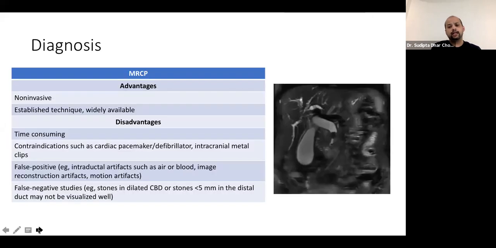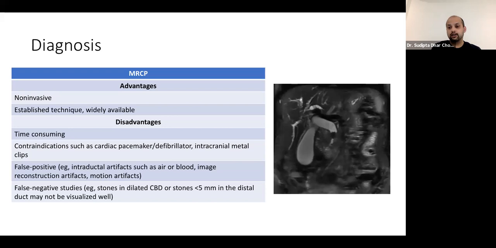The other imaging modalities that have been used for investigation of CBD stones include MRCP. MRCP has the advantage of being non-invasive and is an established technique, widely available, but it has disadvantages, namely it's time consuming. It is contraindicated in individuals having cardiac pacemakers, defibrillators, or intracranial metal clips. There can be false positive results, especially when there are intraductal artifacts like air or blood; image reconstruction artifacts or motion artifacts can also occur.